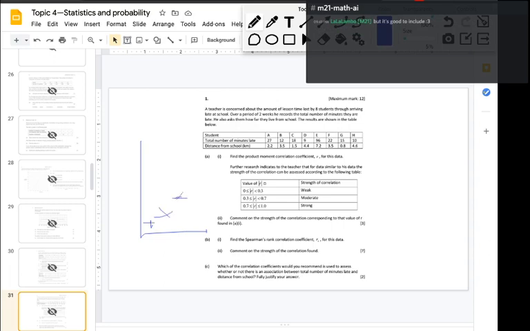So it can consider a graph that's wobbly. As long as it's constantly increasing, it would be 1. Yeah, so that's why. And the term monotonic is basically referring to the fact that it's increasing constantly. The total number of minutes late and distance from school.